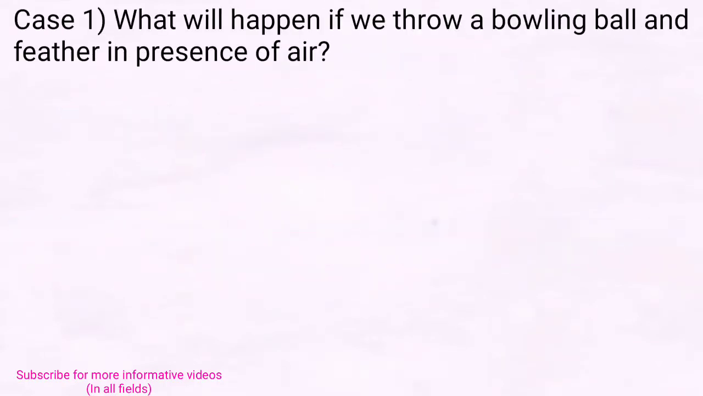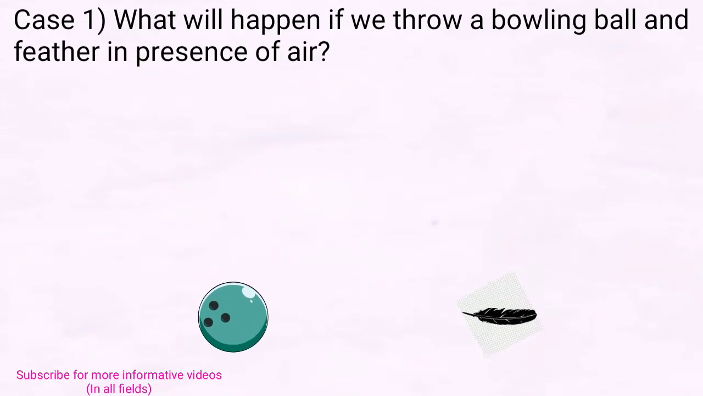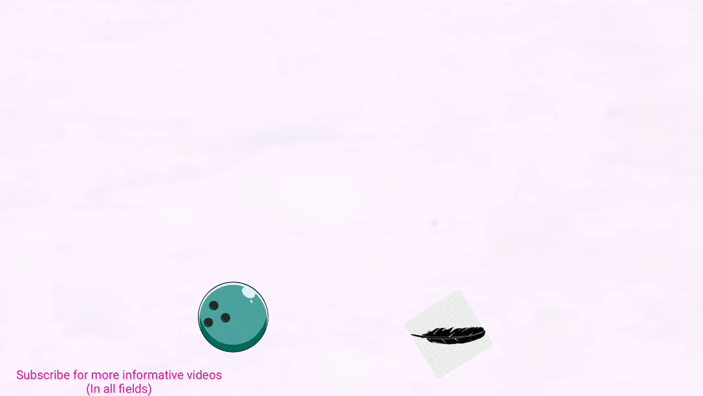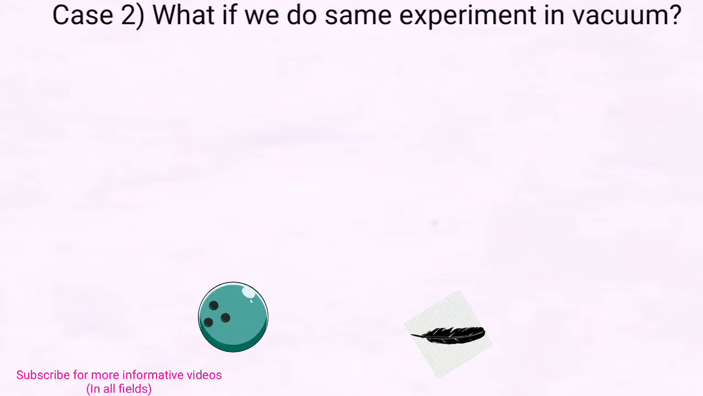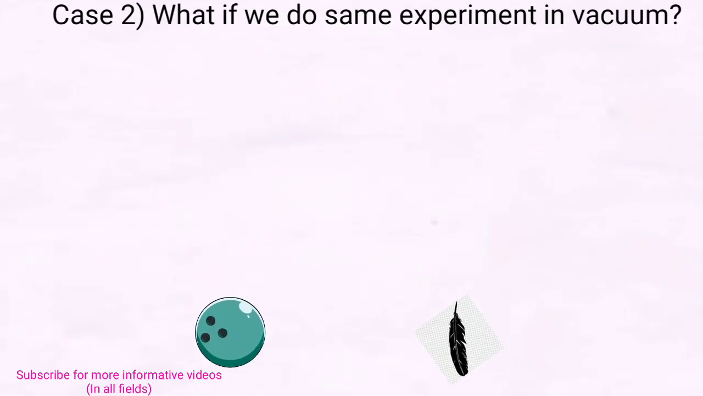What will happen if we throw a bowling ball and a feather in the presence of air? The answer is the bowling ball will reach the ground first while the feather will lag far behind. But if I ask you what will happen if we do the same experiment in a vacuum? Now here the answer is both will reach the ground together.